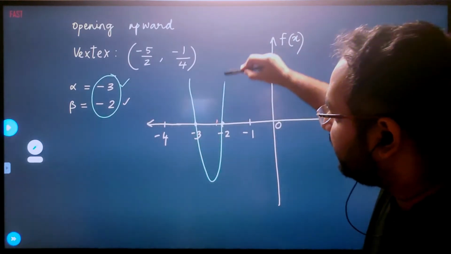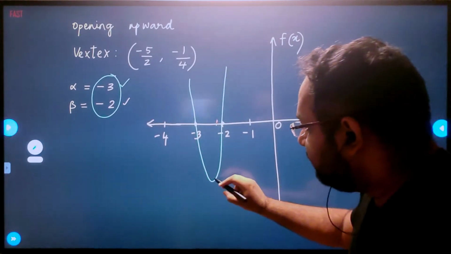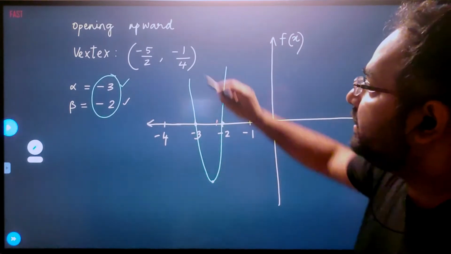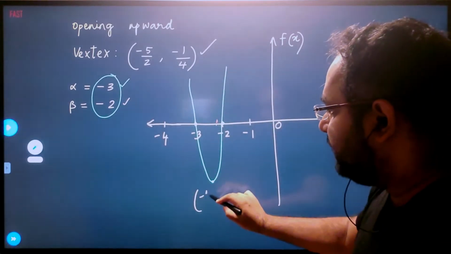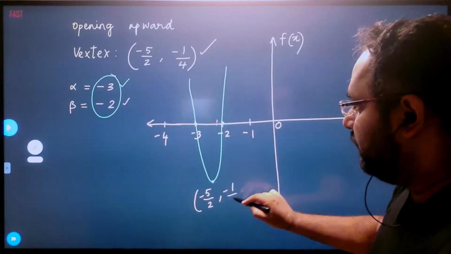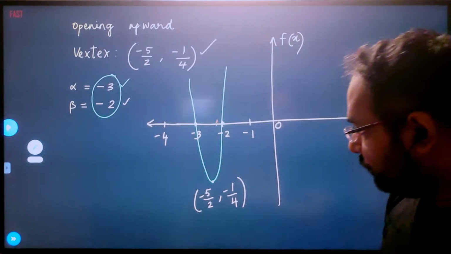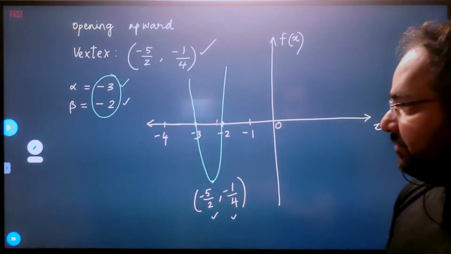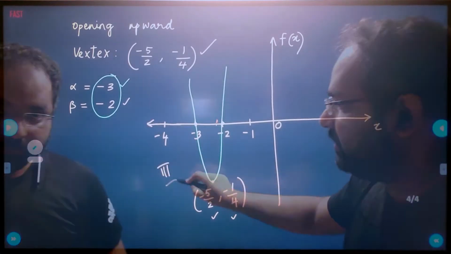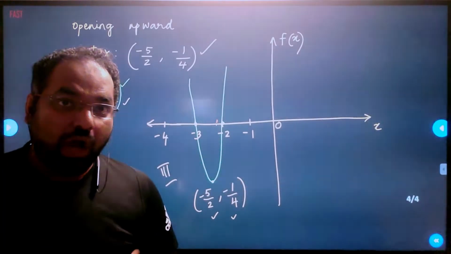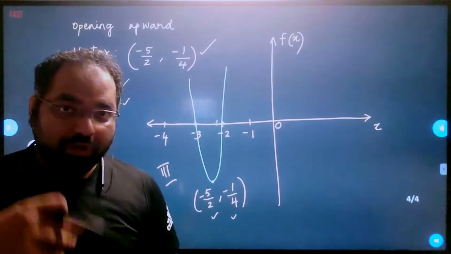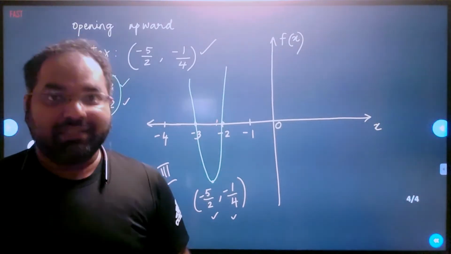So this is how my graph is going to look, and wherever you see the vertex, the coordinates of that vertex should be minus 5 by 2, minus 1 by 4. And you notice both these values are negative, and it is clear that this is in the third quadrant. This is how you find out how your graph is going to be when you plot it on the axis.